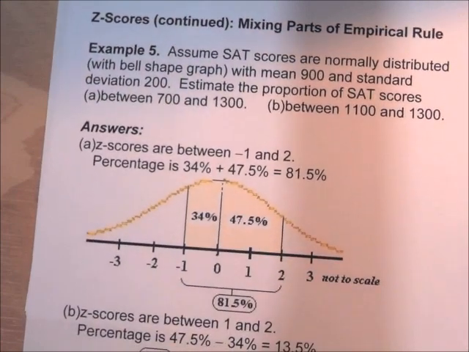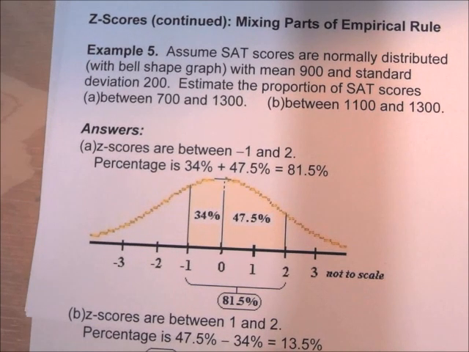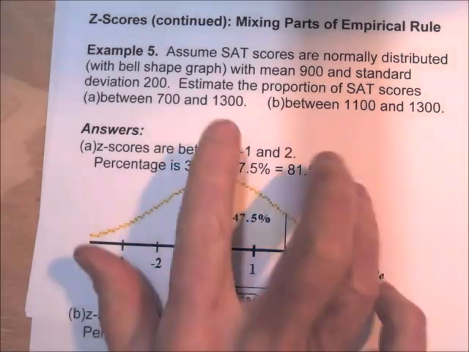Okay, so you can mix and match different parts of the empirical rule. Up to this point, I've only been working with one part of the empirical rule at a time, but you can mix and match different parts of it. Example 5, again, we're assuming SAT scores are normally distributed with a bell-shaped graph with mean 900, standard deviation 200, and we want to estimate the portion of SAT scores, part A, between 700 and 1300. So again, we compute the z-score.